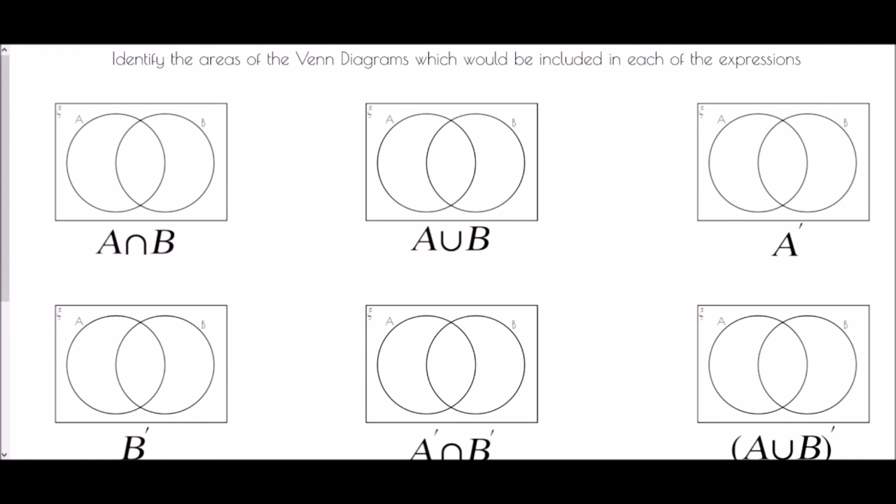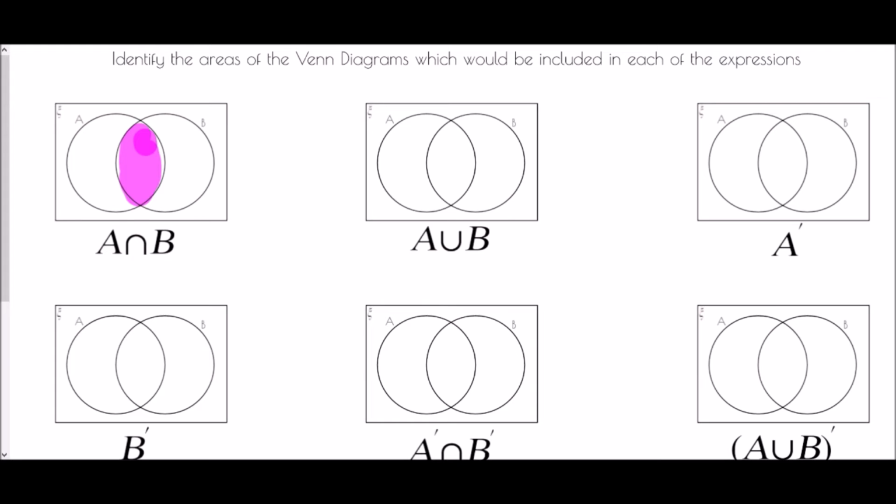Right, so let's see if we can put some of that into action and see what each of these expressions means about our diagram. I'm going to highlight in each case the sections which are important, identifying the areas of the Venn diagrams included in each expression. The first is A ∩ B, meaning A and B. The area that is A and B is the part where they overlap, so we're dealing with this central section, the overlap.